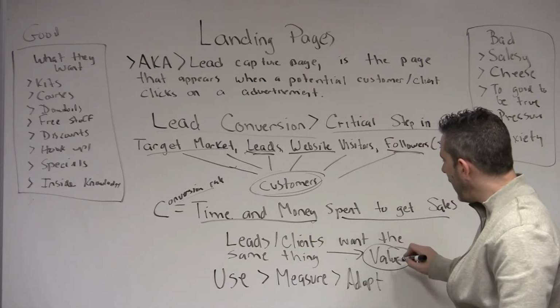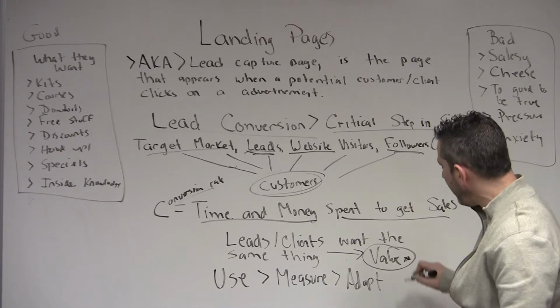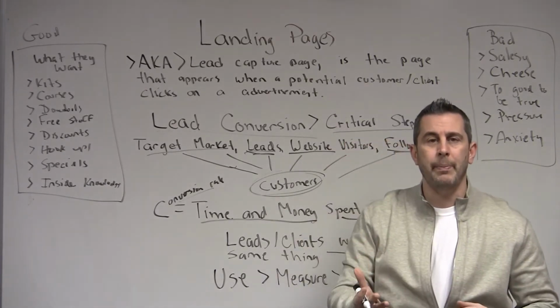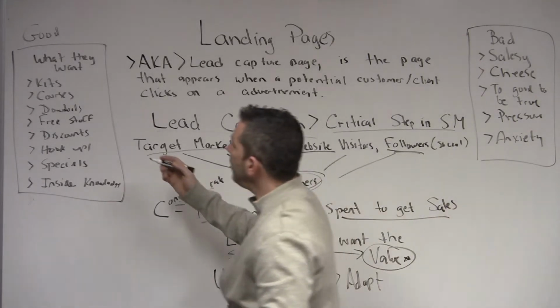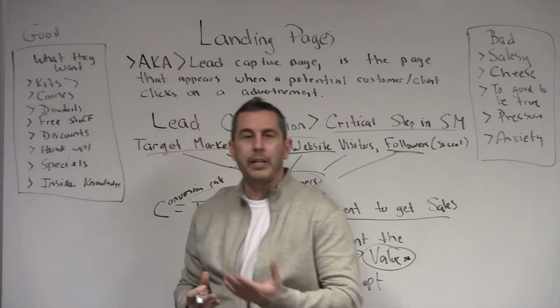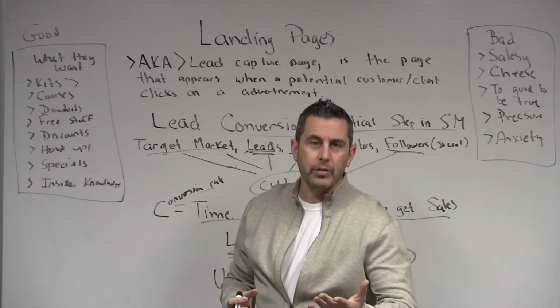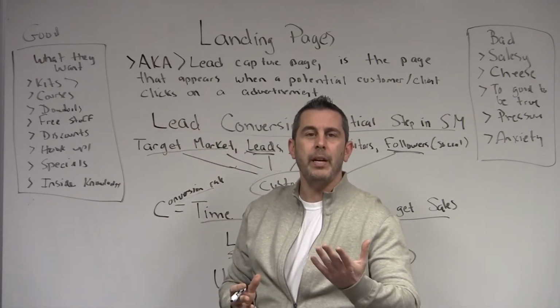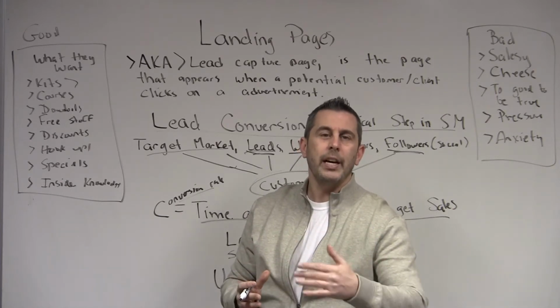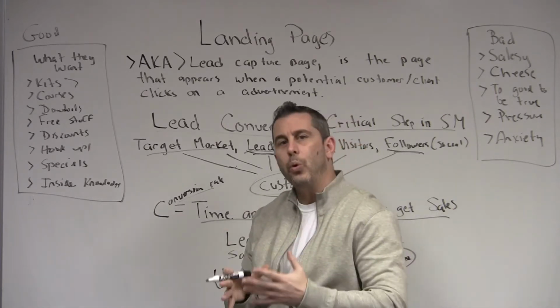All right. Leads and clients, they all want the same thing. It's called value. That's what they want. That's what's going to get people interested in filling out your landing pages. So what is good value? Good value is like a kit, some type of kit on self-defense, or nutrition, or it could be ADD for parents, like how to overcome your children's attention deficit disorder. Those are cool kits, okay?